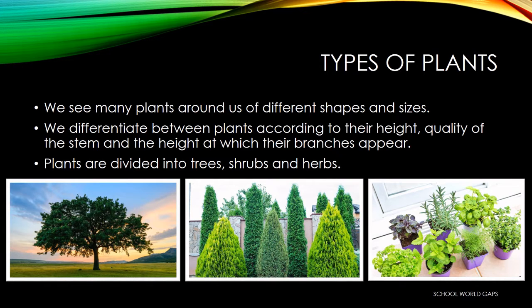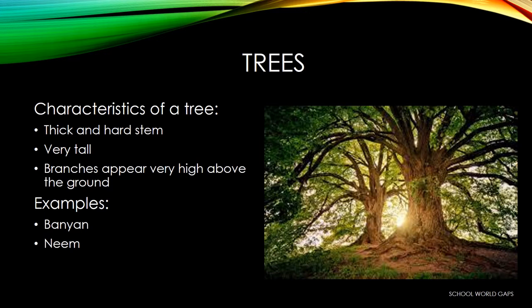We differentiate between plants according to their height, the quality of the stems and the height at which the branches appear. If the branches appear very high, you might classify it as a tree, or if they start at the base or the bottom, you might classify them as shrubs. The main categories of plants are three: trees, shrubs and herbs. First of all, we'll see trees.